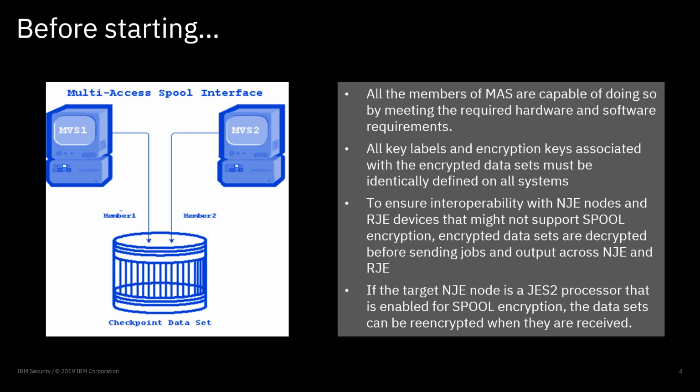If the target NJE node is enabled for spool encryption, the datasets can be re-encrypted when they are received. The encryption process is controlled by the security configuration of the receiving NJE node, which might be different from the originating NJE node. Then you can consider other security facilities, such as the SSL protocol, that can provide security for data that is in transit between nodes in the network.